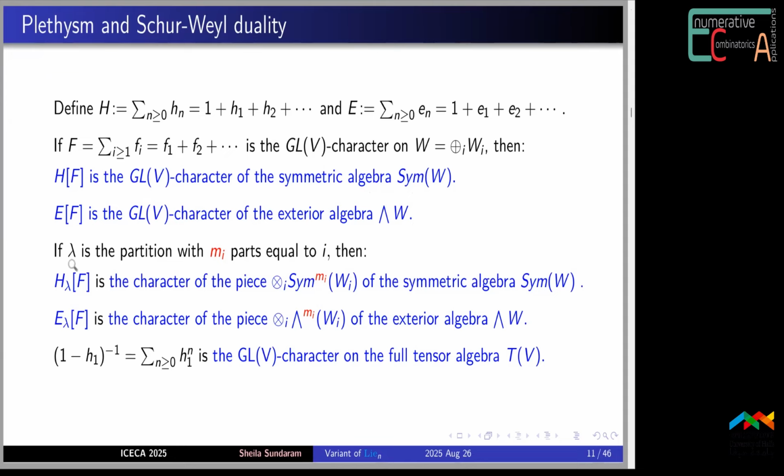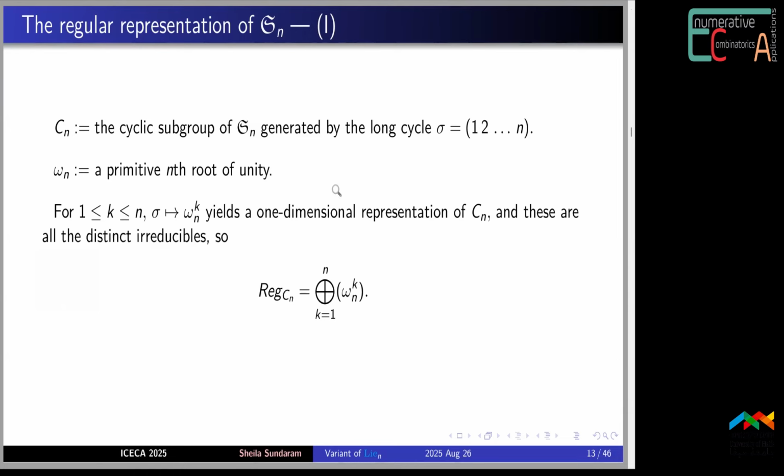So one of the things that I find rather remarkable is the many different ways in which you can decompose the regular representation of Sn. And actually this is more generally true for the Coxeter groups, and they're all very interesting. So here's one way that has been very much studied.